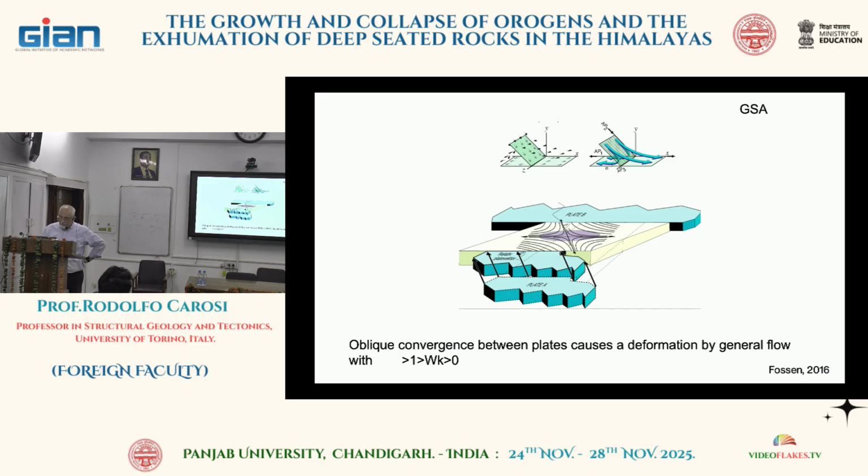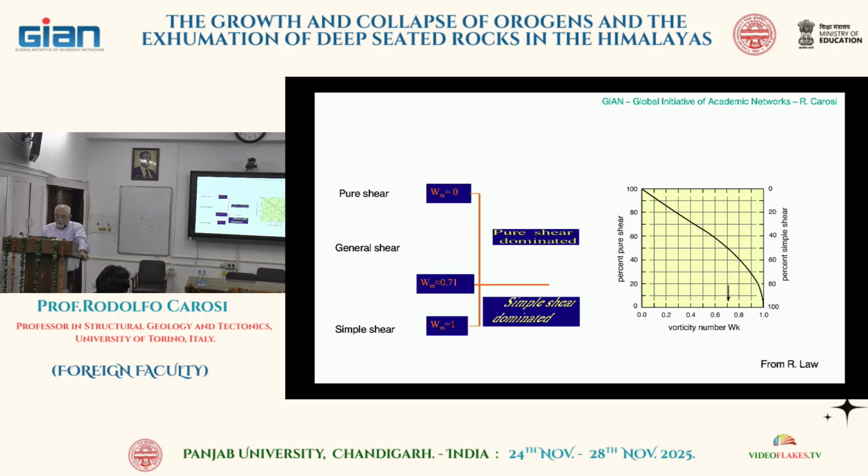Non-coaxial deformation is typical, of course, of a shear zone, but also between convergent plates, where the convergence is oblique with no straight collision, but when they move obliquely with respect to each other, the plates. So the internal part of the deformation is characterized by both simple shear and pure shear. So there is a general flow.